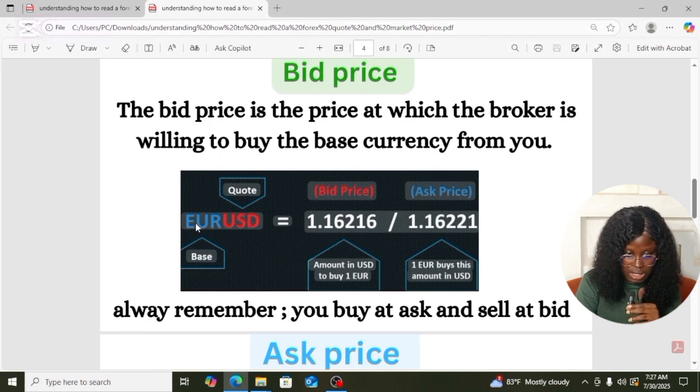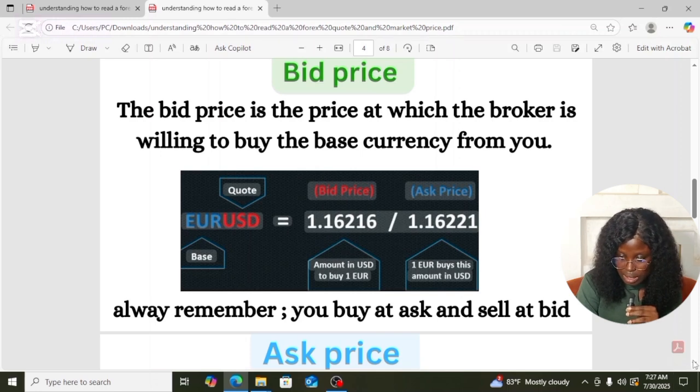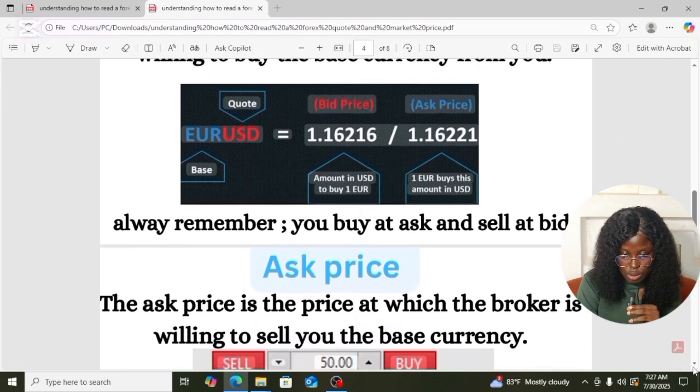This is an example of a forex bid price, and this is a currency pair, EUR/USD. This is the base currency, and this is the quote currency. This is the price that the broker is willing to buy from us, which is the bid price. And this is the price that we sell, we sell at bid price. When we get to the video where we explain the broker, I'm going to explain it very well. I hope I was able to explain that part. Okay, let's go to the next one.